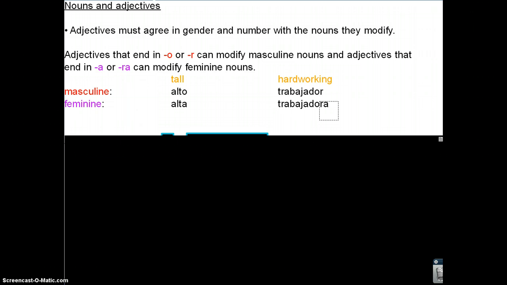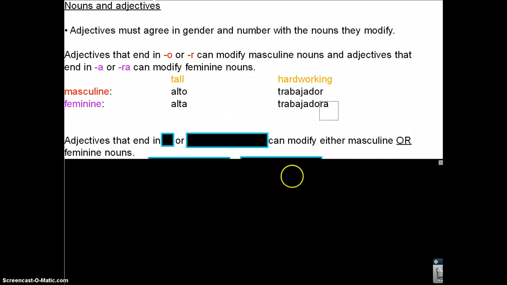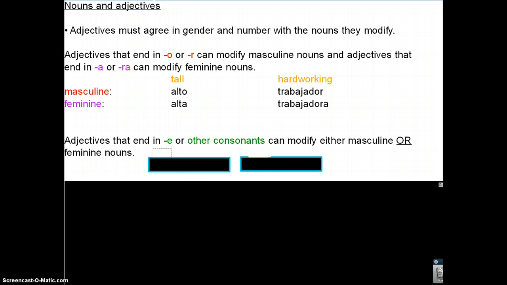There are some adjectives that can describe a boy or a girl without changing their spelling. These adjectives end in the letter e or any other consonant besides the letter r. For example, both of the adjectives that you know to describe someone that is smart work this way. Inteligente can describe either John or Anna without changing its spelling, and so can intelectual.